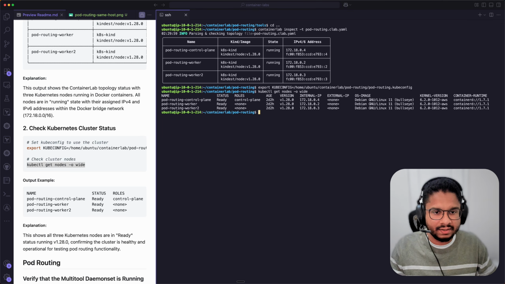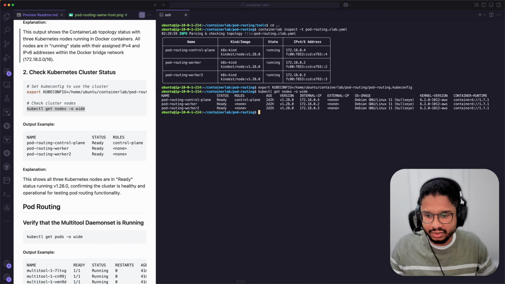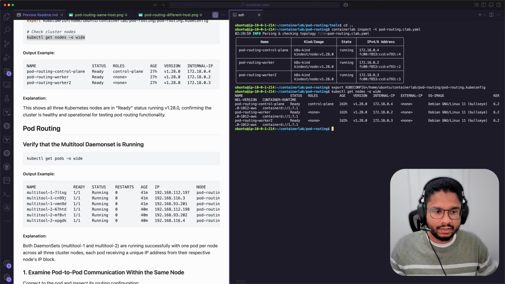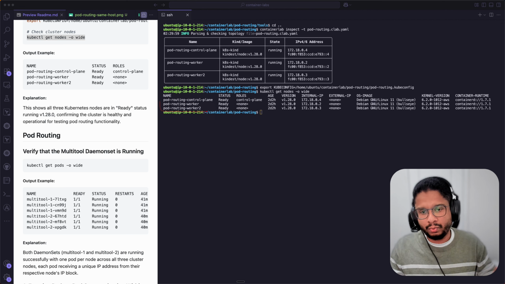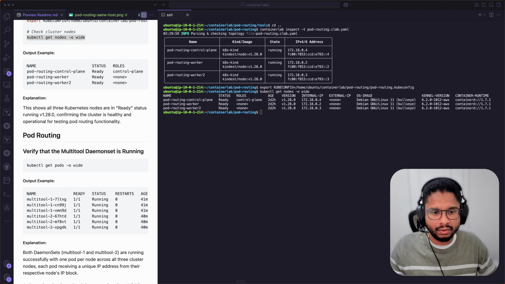Let me just expand my output here a bit. If you look at the IP addresses of the nodes, they correspond with the ones that we see in the containerlab topology as well, okay? Alrighty, so the important thing to bear in mind here is we will be using worker and worker2 as the two nodes for which we will validate pod-to-pod routing.